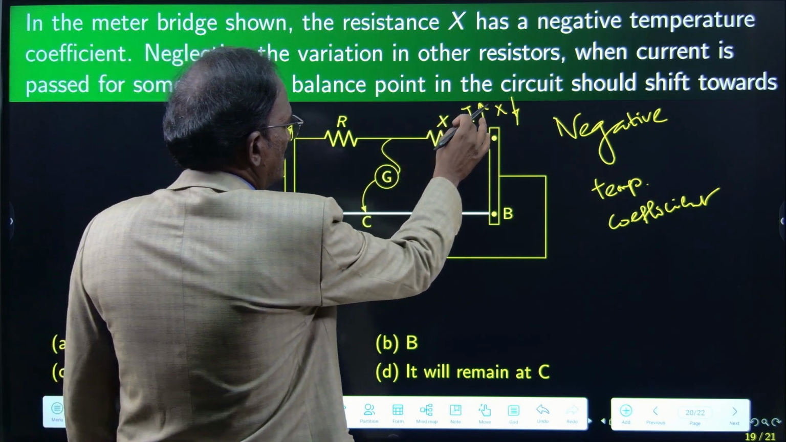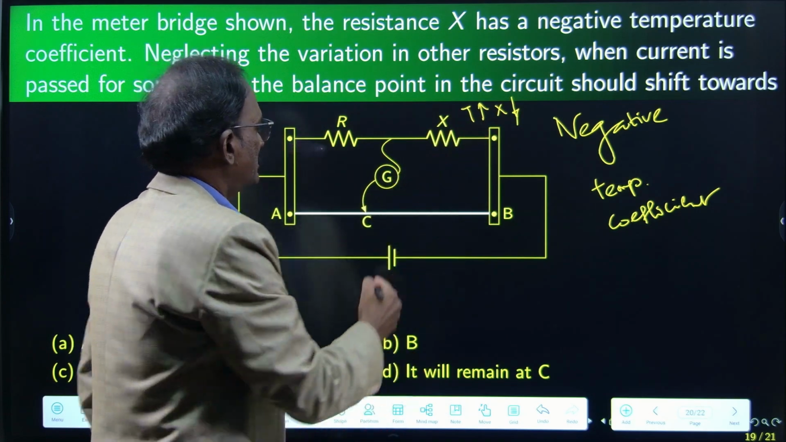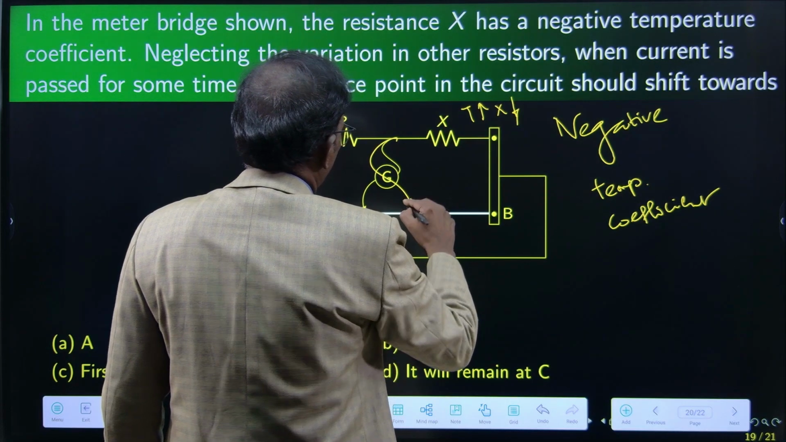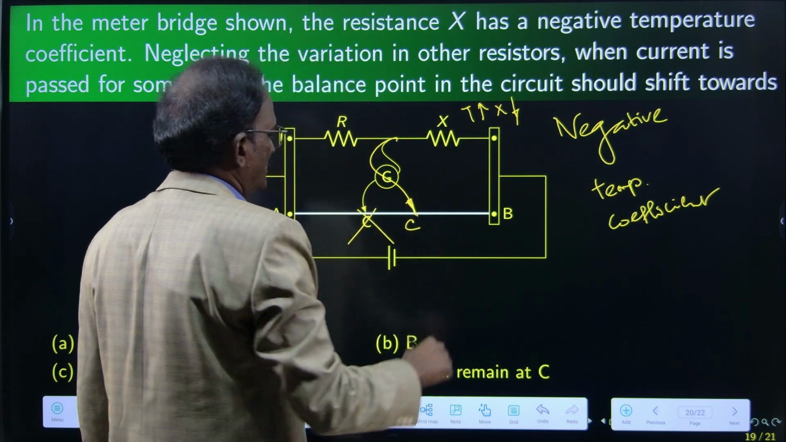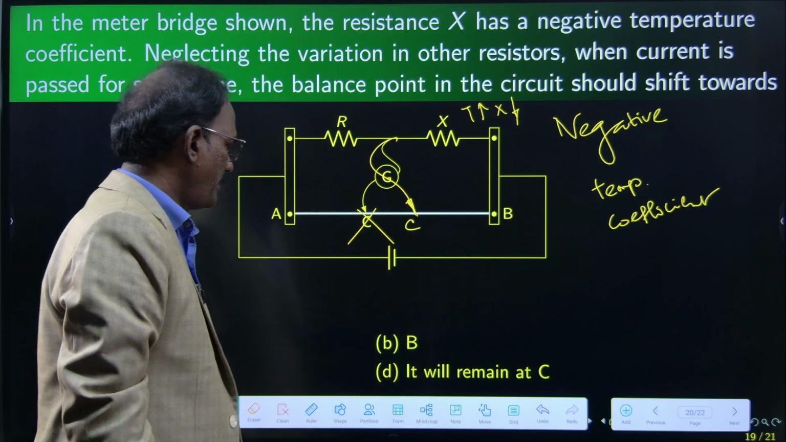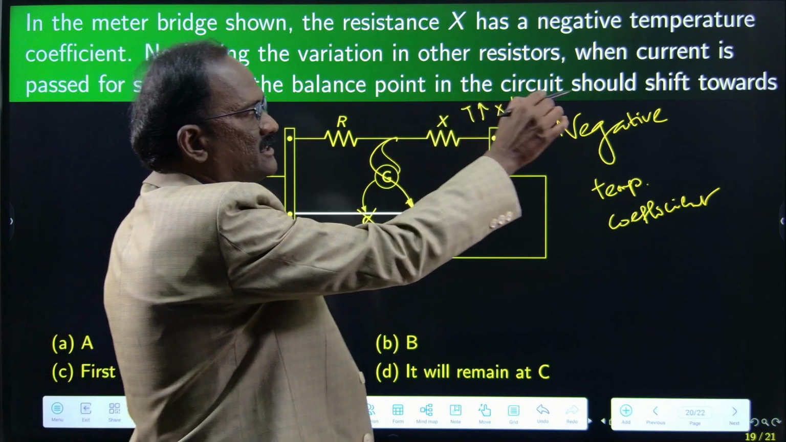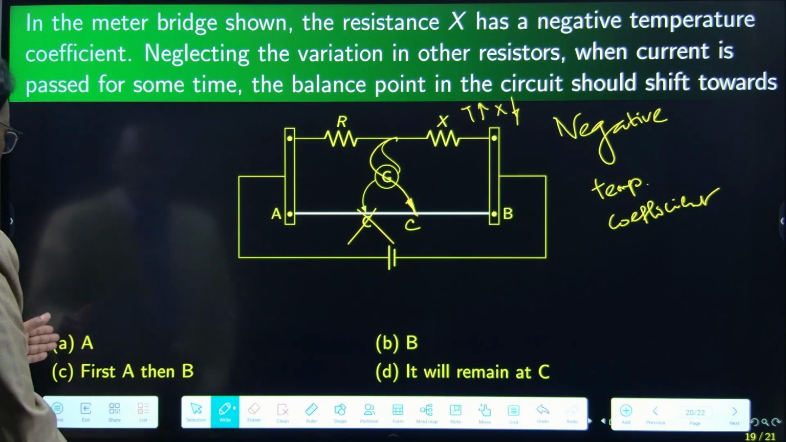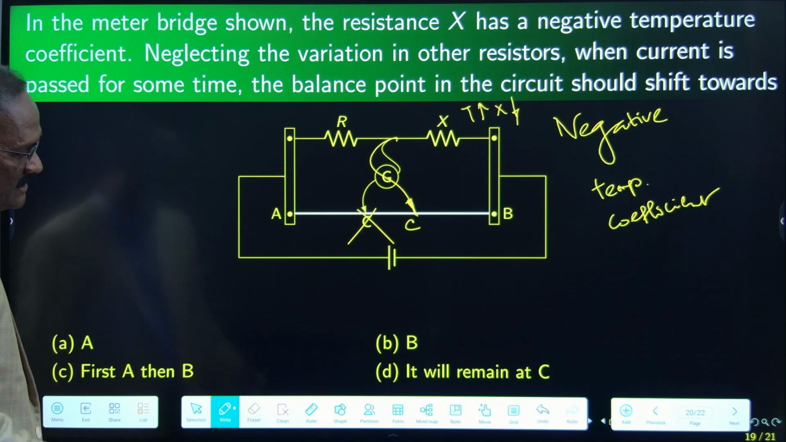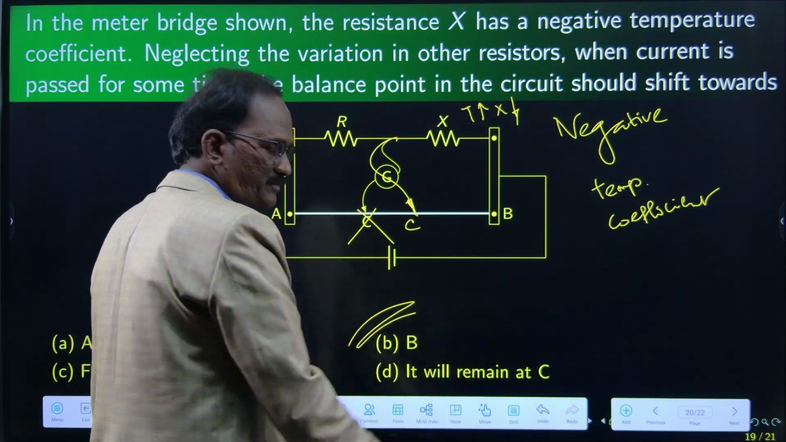From case 1, now the X value is decreased, so the galvanometer position must come this side. This is a new position. So the jockey point should move towards B. That is the answer. The options are A, B, C: first A, then B, it will remain at C. So it is shifting towards B. Option B is correct.